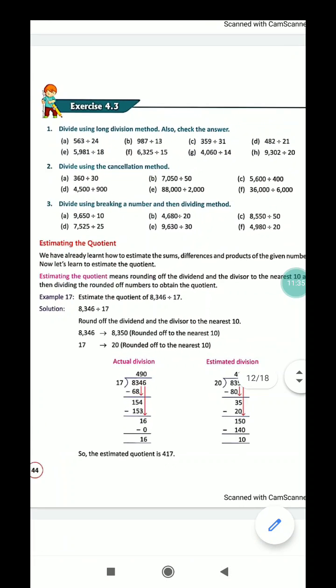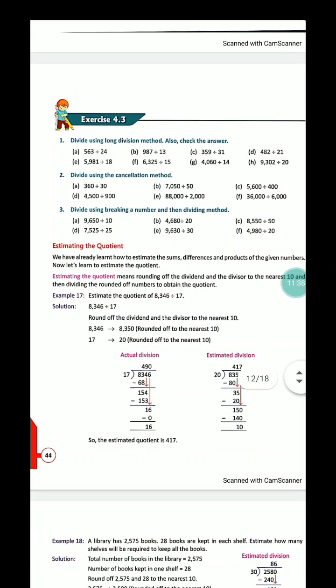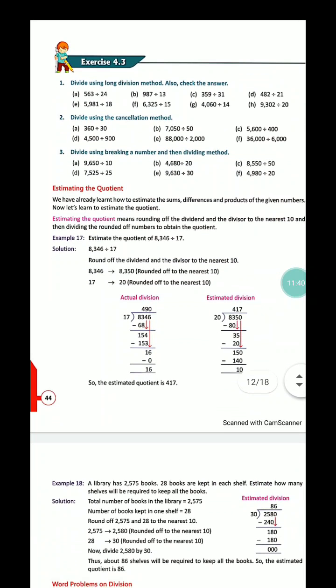So what is the question? What is the explanation of estimating the quotient? We have already learned how to estimate the sums, differences and products of the given numbers. So we have already done it in addition, subtraction and multiplication. Here we have to estimate only. That means we have to round it off if it is greater than 5 or less than 5. We have to check the ones digit, tens digit, hundreds digit, thousands, whatever is asked.